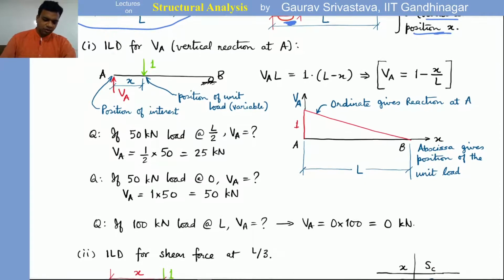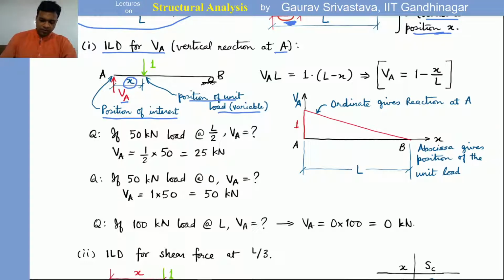Let us say we want to make the influence line diagram for VA, or vertical reaction at A. In this, the position of interest is at x equal to 0, and that is fixed. Position of interest is A, and we are interested in VA, the vertical reaction at A. The position of the unit load is variable, and that is considered at an arbitrary distance x from A, or from one of the ends of the structure.